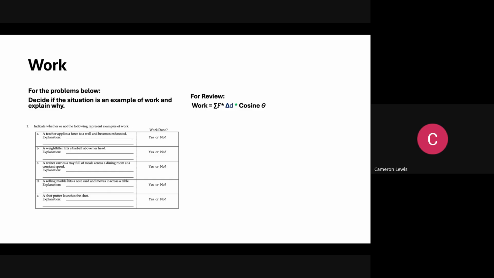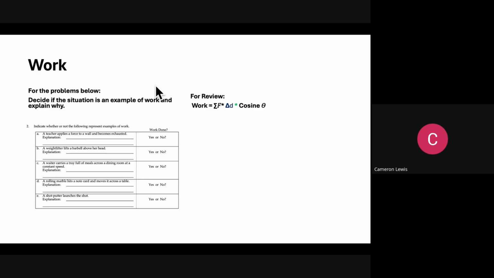Now we want to decide if the situation is an example of work and explain why. Let's go through each one. The first one: a teacher applies a force to the wall and becomes exhausted. The teacher is pushing against the wall, and is the distance that they're pushing against it changing? That's the question we have to ask. Because if it is, then we have some distance that's moving. But if the wall is not moving, then we're not really getting any change.